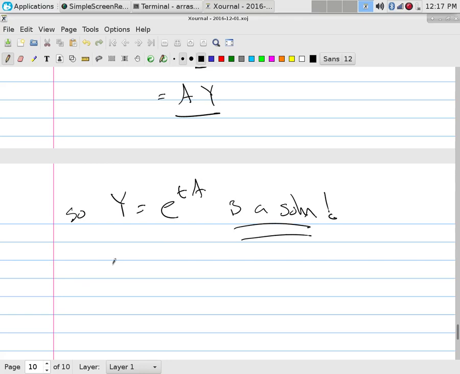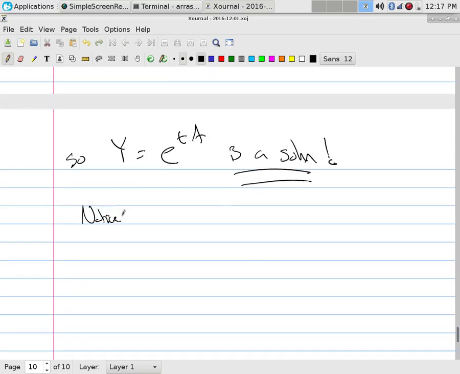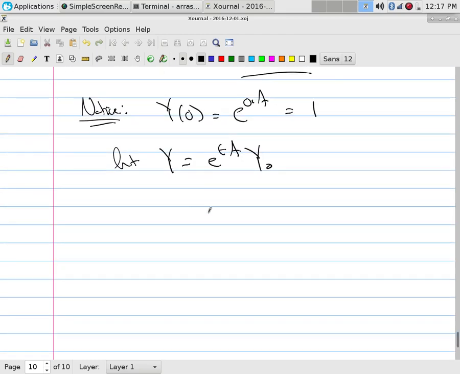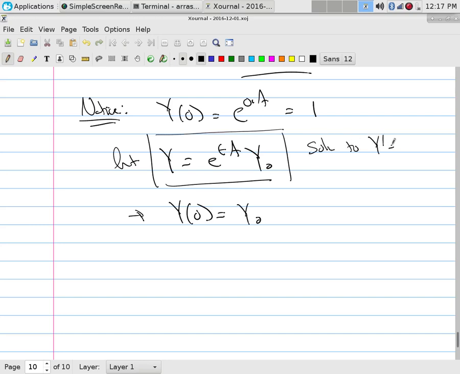Not only that, notice y of 0 is simply e to the 0 times A, which would be e to the 0, right? Which would be just simply 1. So if I let y rather be e to the tA times the initial y0, then not only does y prime still hold, y of 0 will end up being y0. So this is a solution to y prime equals Ay and the initial value y of 0 equals y0. So this guy is the universal solution. It's the exact specific solution.